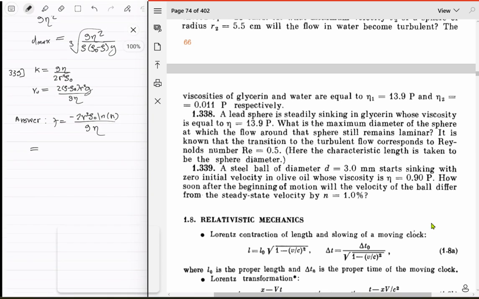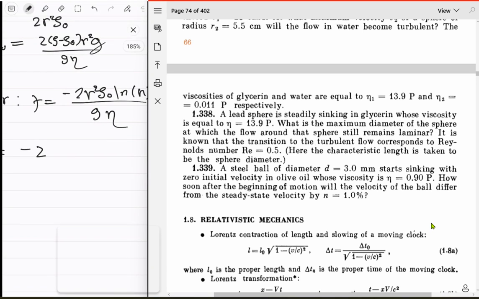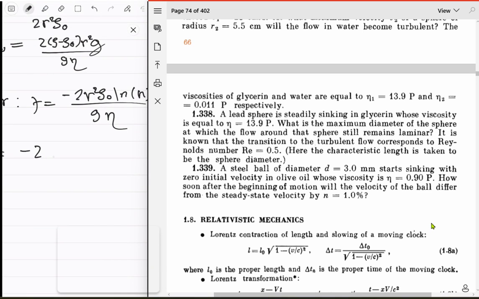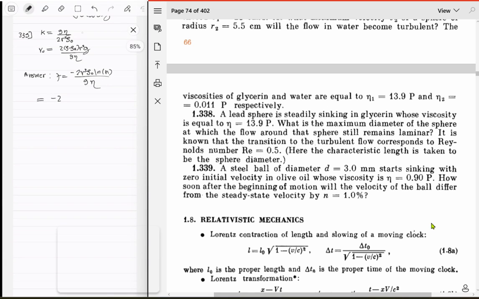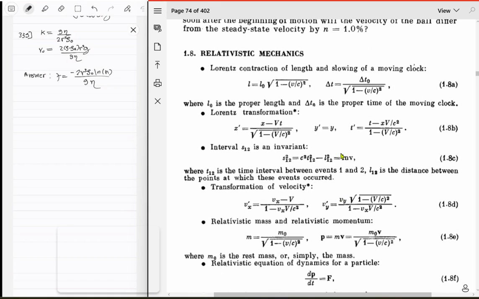Let's actually calculate this thing. So it is negative 2. What is r? Oh, okay, you need the density of steel in any case. So let's not do that. Okay, next. It's done, right? Oh yeah. Then next you have what? No, no, no, no. I'm not gonna do all of this.